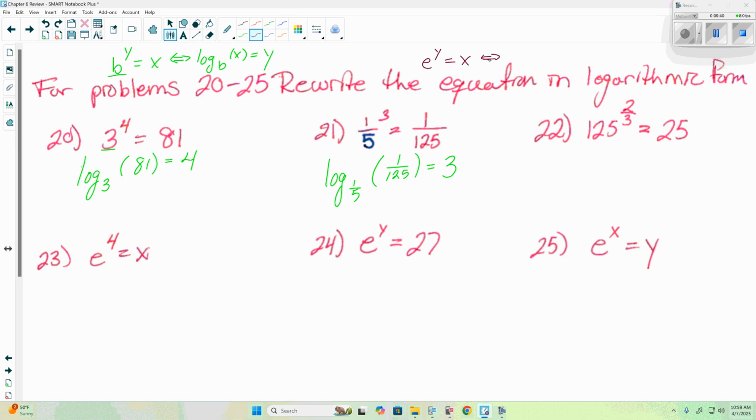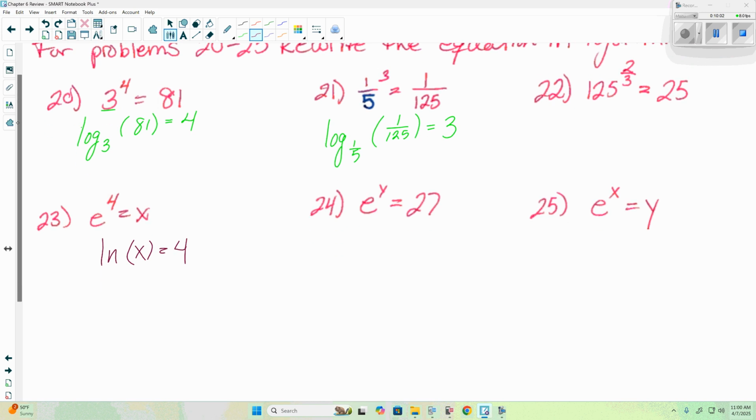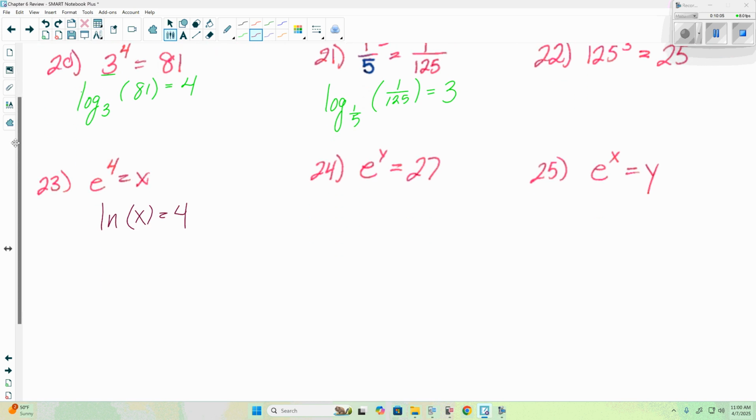e to the y equals x if and only if the natural log of x is equal to y. So e to the 4th equals x. If we're rewriting this here, it's going to be the natural log of x equals 4. We don't have to write the base e with natural logs because it's understood. For 24, we have a base e, so again, this is natural log of 27 is equal to 1.